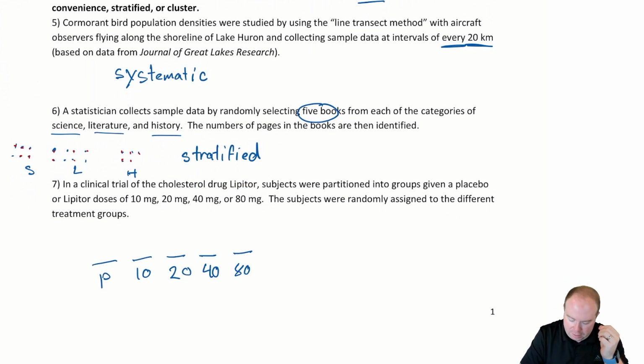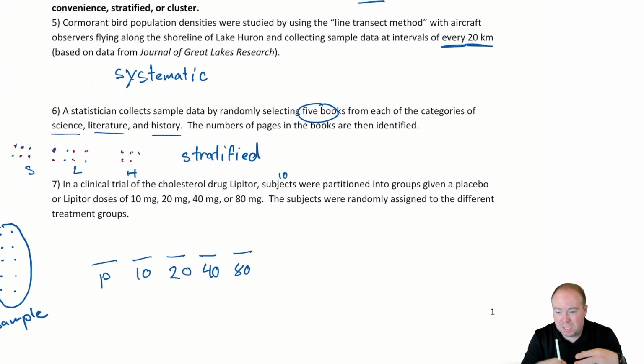No. What happens is, let's say we have 10 subjects: 1, 2, 3, 4, 5, 6, 7, 8, 9, 10. We already have done this. This right here is our sample. And then what we're doing is placing those into different groups. So the sampling actually happened already. What we're really looking at is where did these come from?